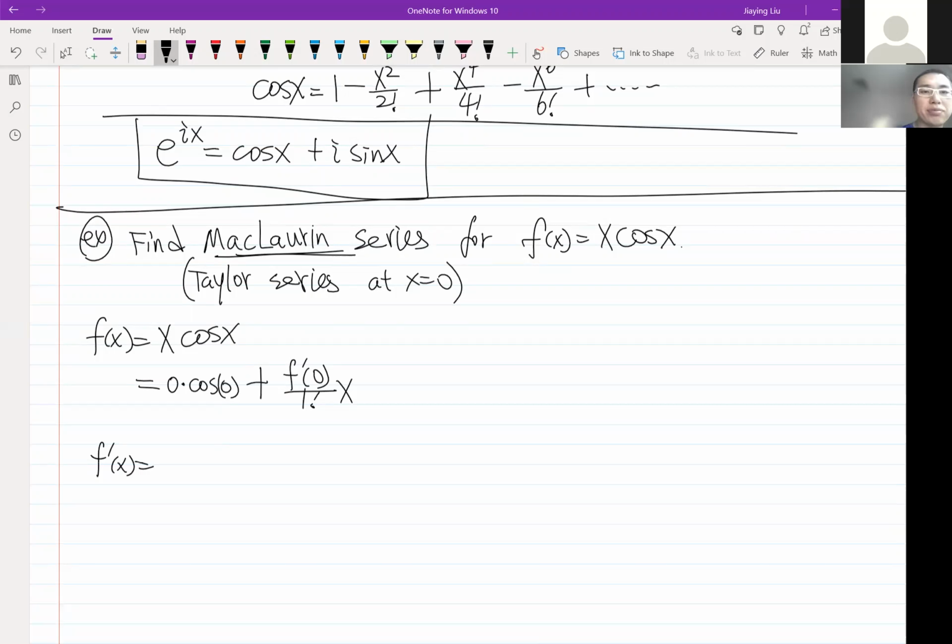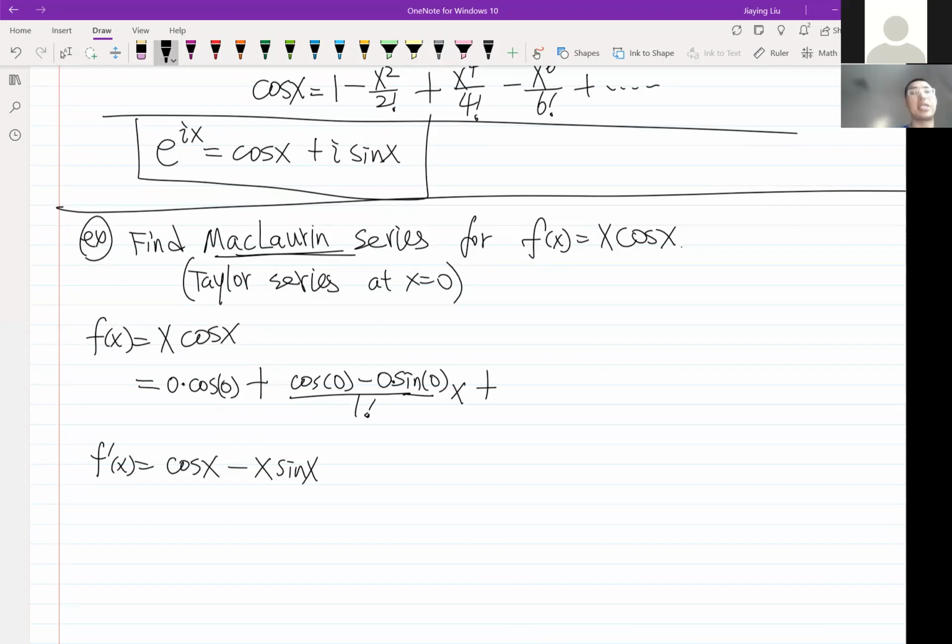So f prime of x I can find by taking the derivative. If you recall, the derivative of x cosine x gives me 1 times cosine x plus x times negative sine, so that's a minus x sine x. That's the first derivative. Remember, we plug in 0 for x in the derivative. So that will be f prime of 0, that will be cosine of 0 minus 0 times sine of 0, and divide by 1 factorial times x.